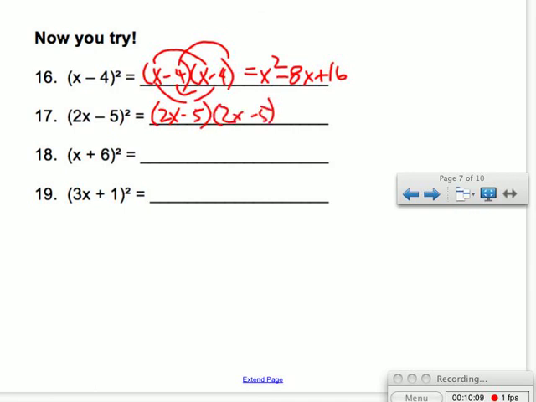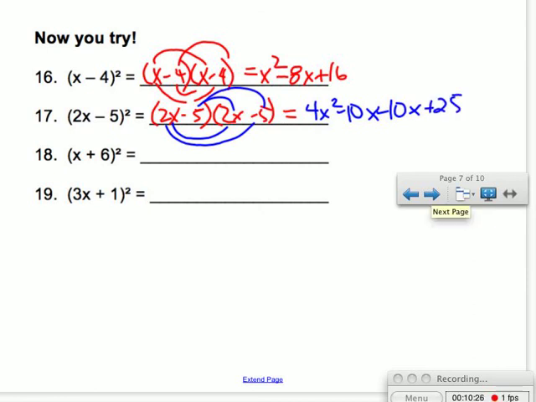Okay. 4x squared minus 10x minus 10x plus 25. So I'll put this underneath here. 4x squared minus 20x plus 25.